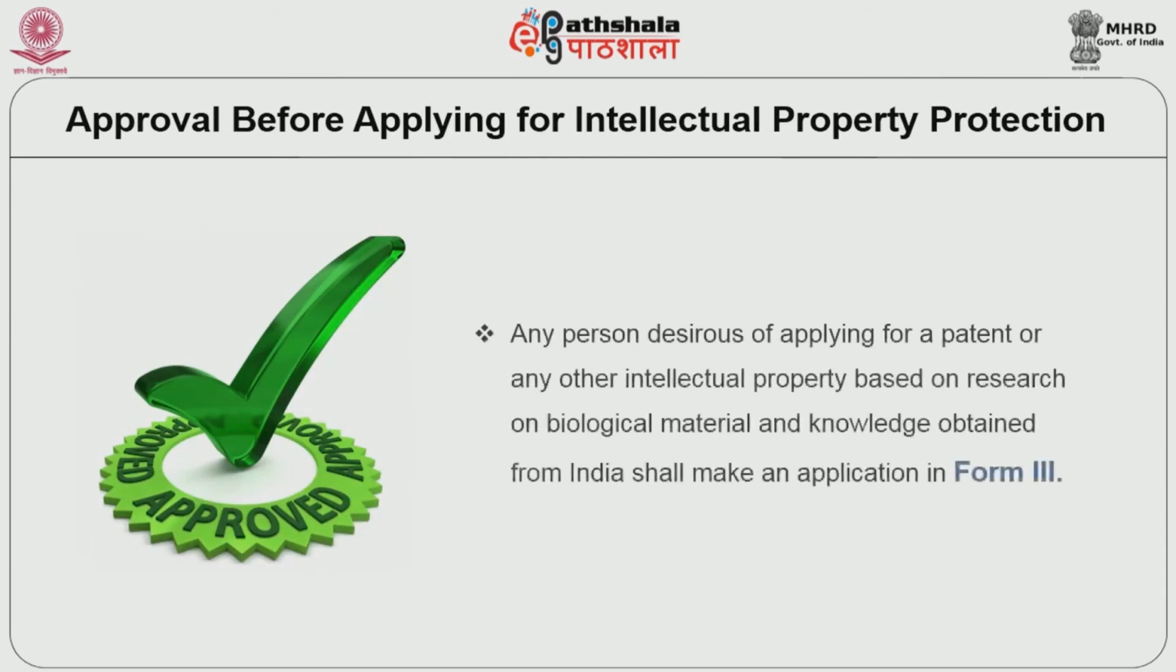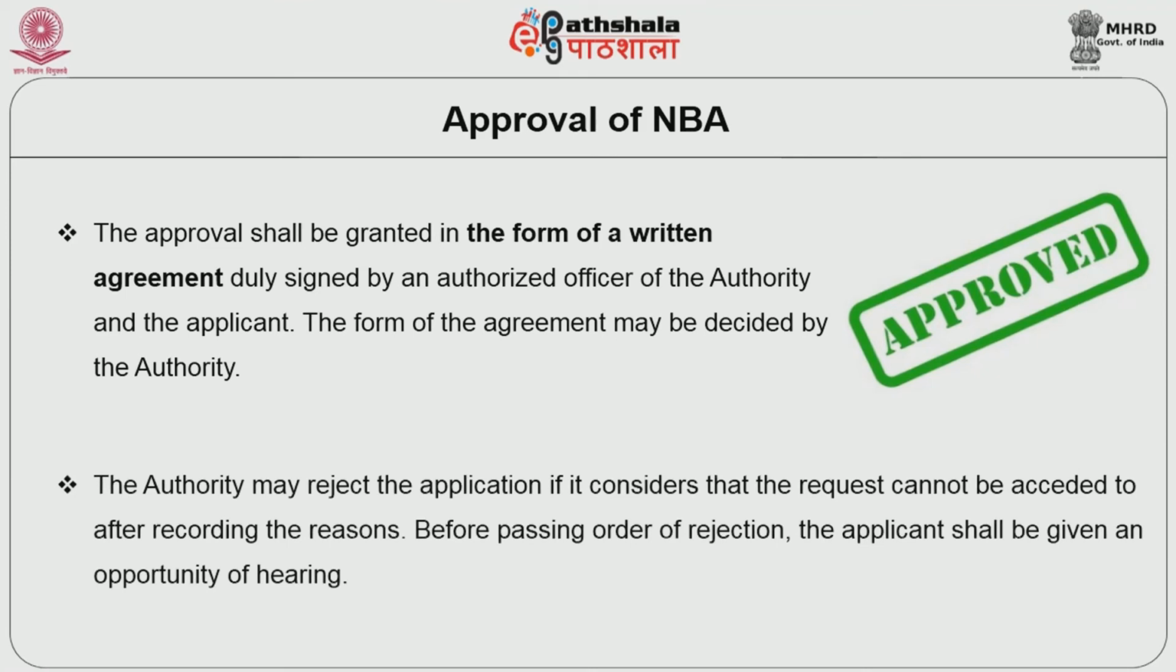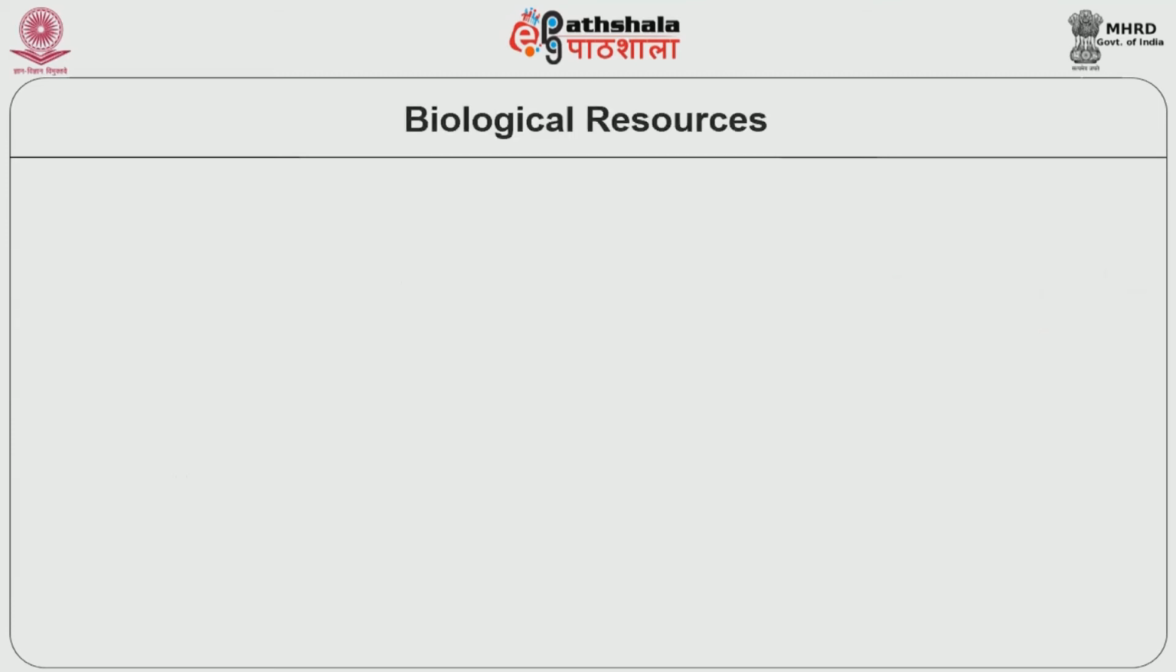They have to give the request in Form number 3 with all the details of where the biological materials are used. For the Indian context, the National Biodiversity Authority office is located in Chennai. Then they have to pay the fees and also submit the details in Form number 3. Then the National Biodiversity Authority will give the approval in the form of a written agreement signed by both the National Biodiversity Authority and the applicant. Sometimes they may reject the application by giving reasons, and they also give the inventor a chance to give an explanation.